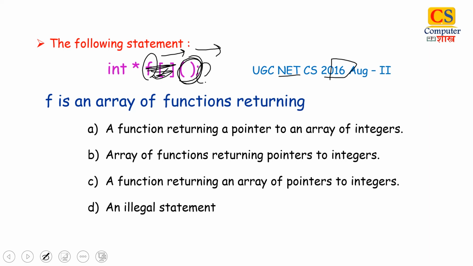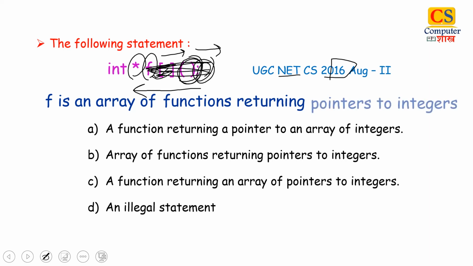Now next we have this semicolon. Now on finding semicolon, we need to move towards left direction. On left, we have this pointer. So we will write pointers to integers, right?